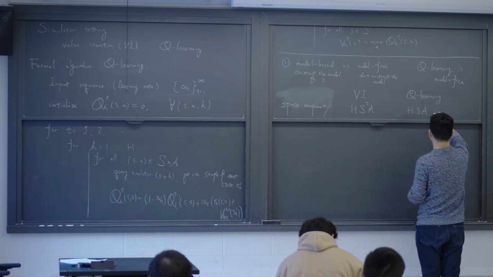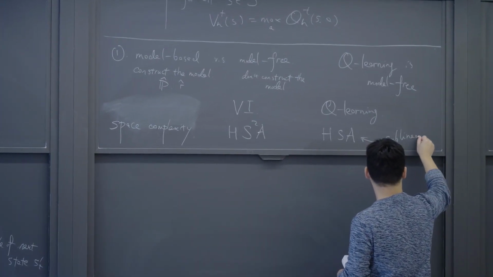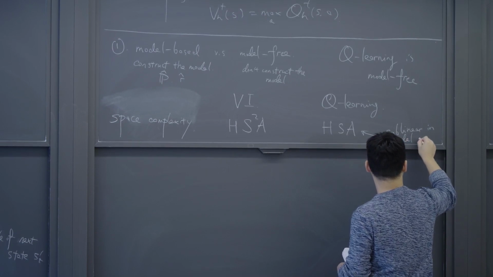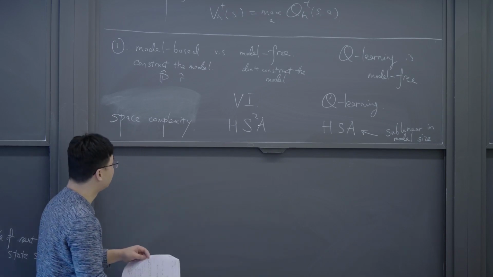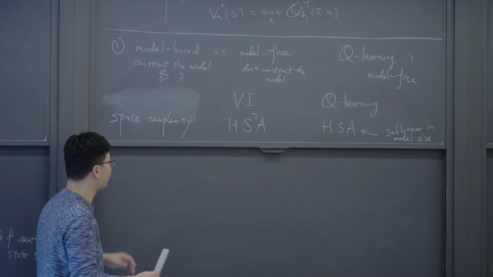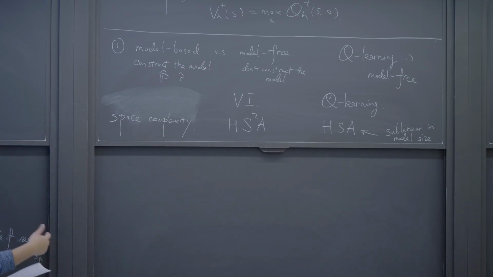So you can think this is sublinear in the model size. And by model size, I mean the number of parameters you have. This is precisely, roughly, the number of parameters up to some constant. Well, this is sublinear in the number of parameters. So that's why it's called model-free.